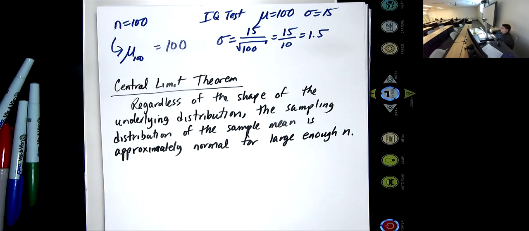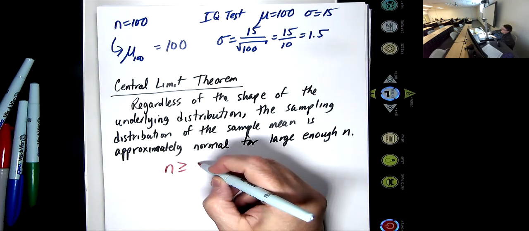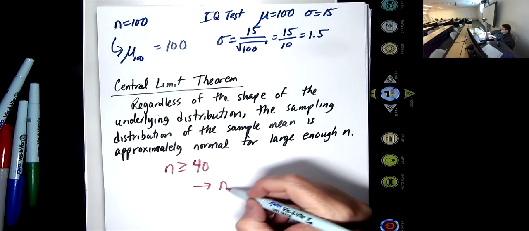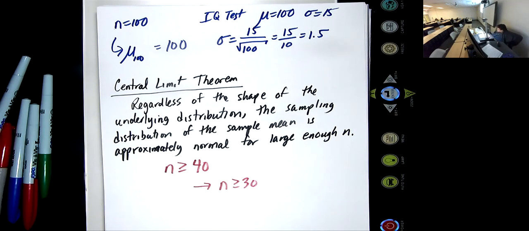Generally, a large enough n, depending on who you talk to or what book you read, n greater than or equal to 40 is usually good. Sometimes you'll see n greater than or equal to 30, but I've never seen anything lower than that. I think they're a little undecided on what they like.